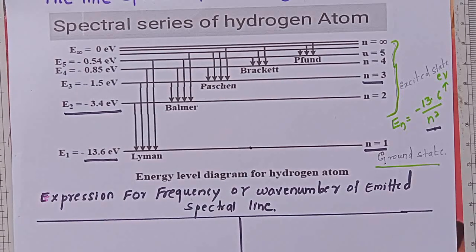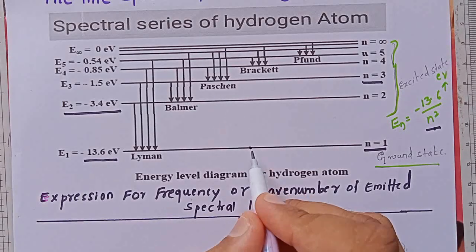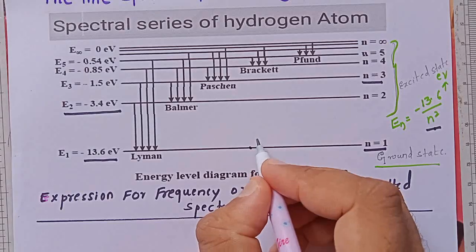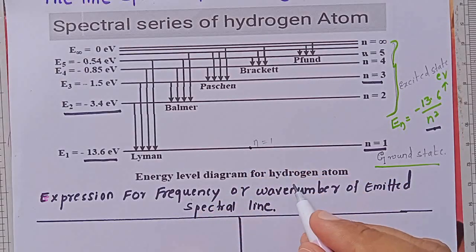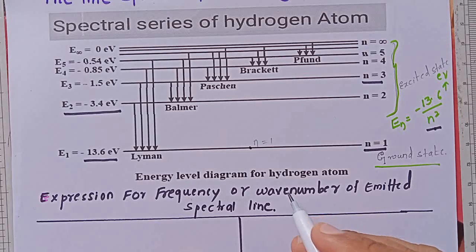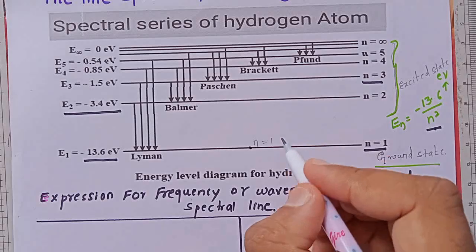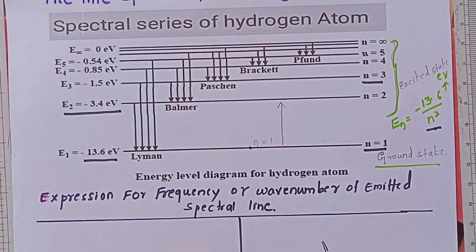So I think the point is clear: what expression we are going to derive here, and what the aim of our derivation is. Once again I will clarify it. Suppose the electron is in the n = 1 state. When energy is supplied to the atom, the electron takes that energy and jumps to a higher energy state.